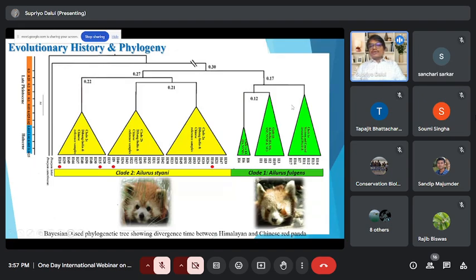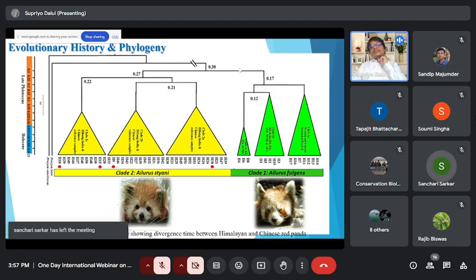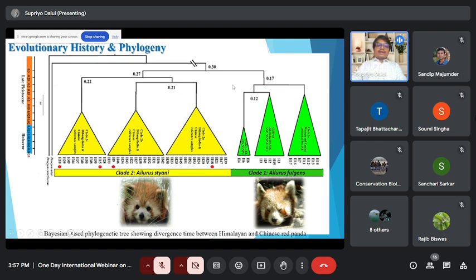And here you can also see the phylogenetic tree. This is something we built with the mitochondrial DNA marker data, which we call sequencing data. When we analyze different sequencing data from all the individuals, we can find the patterns in the phylogenetic tree, and you can see how this pattern is. Here we can see that there are two different clades for red panda. Clade 1 belongs to Ailurus fulgens, that is the Himalayan red panda, and clade 2 belongs to Ailurus styani, that is the Chinese red panda.